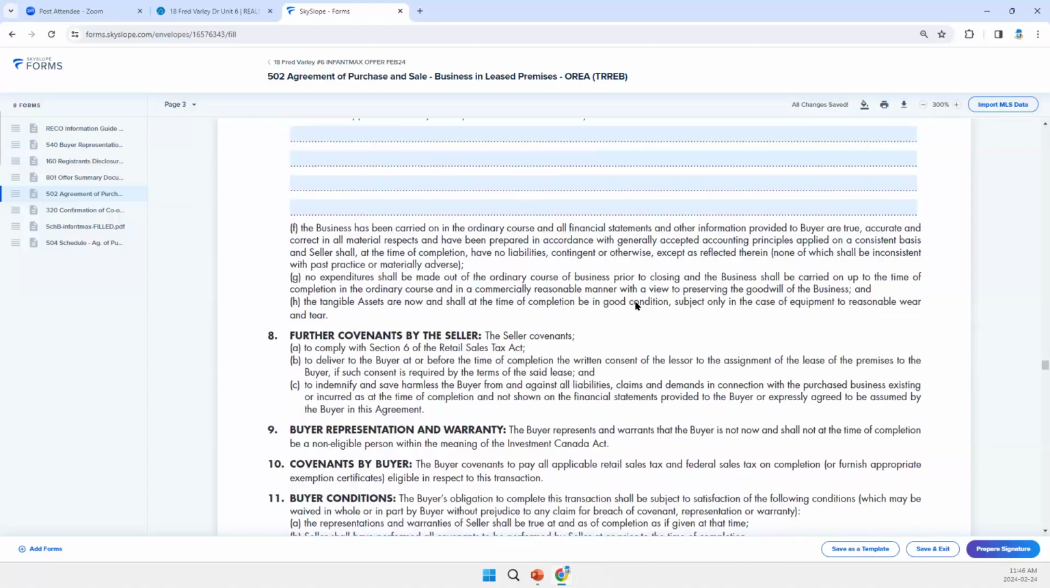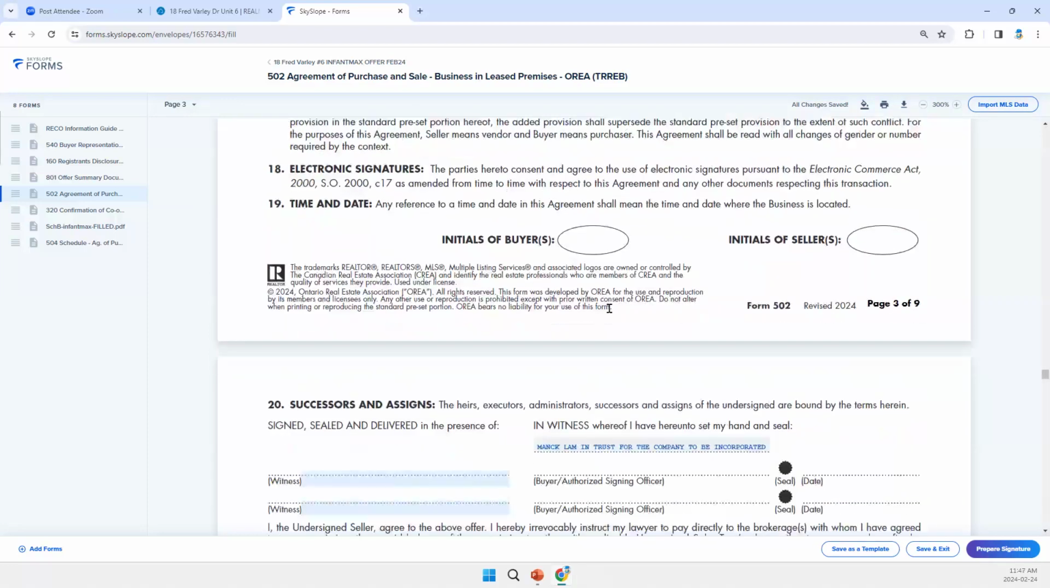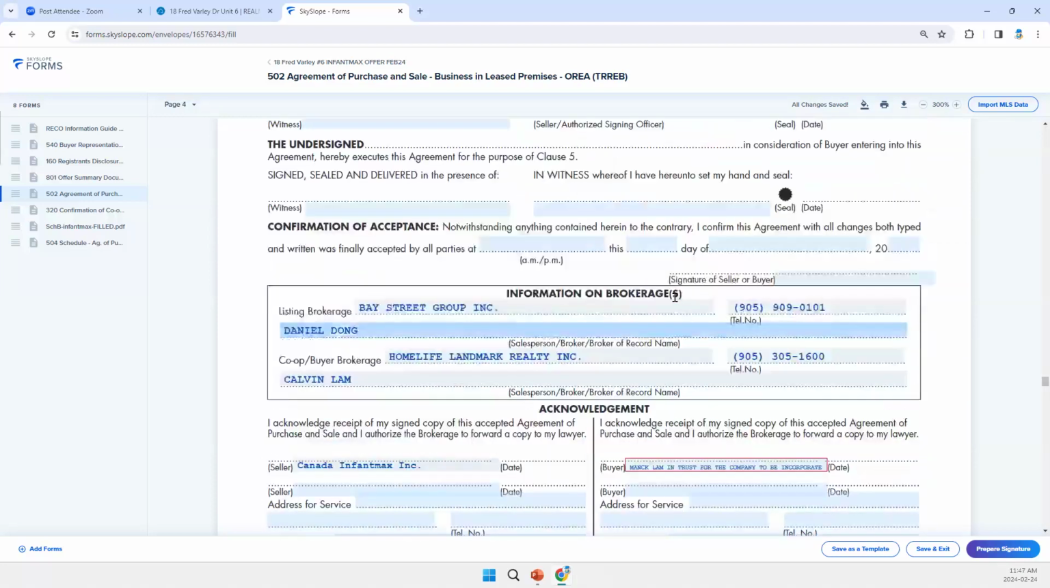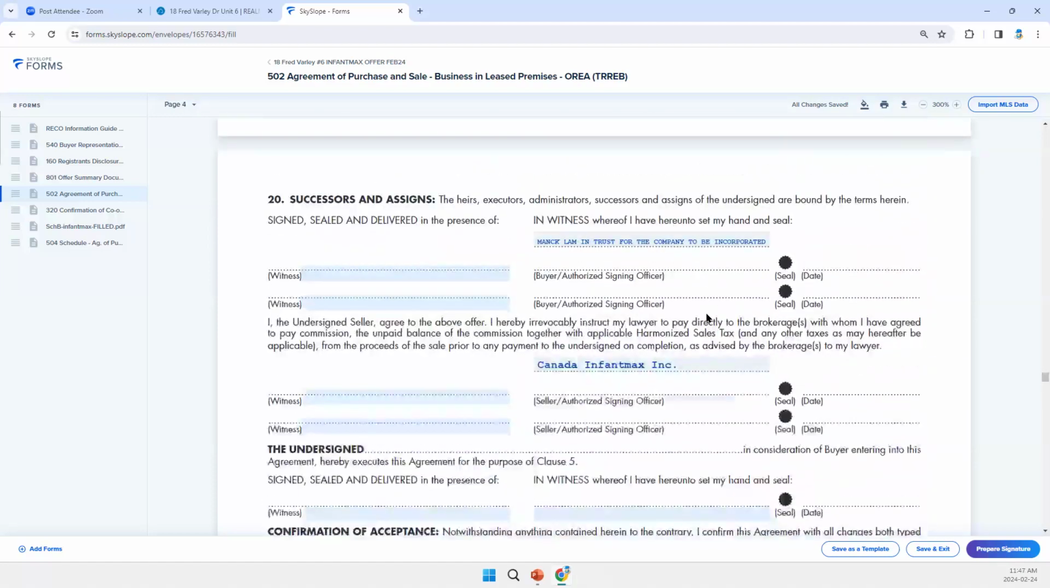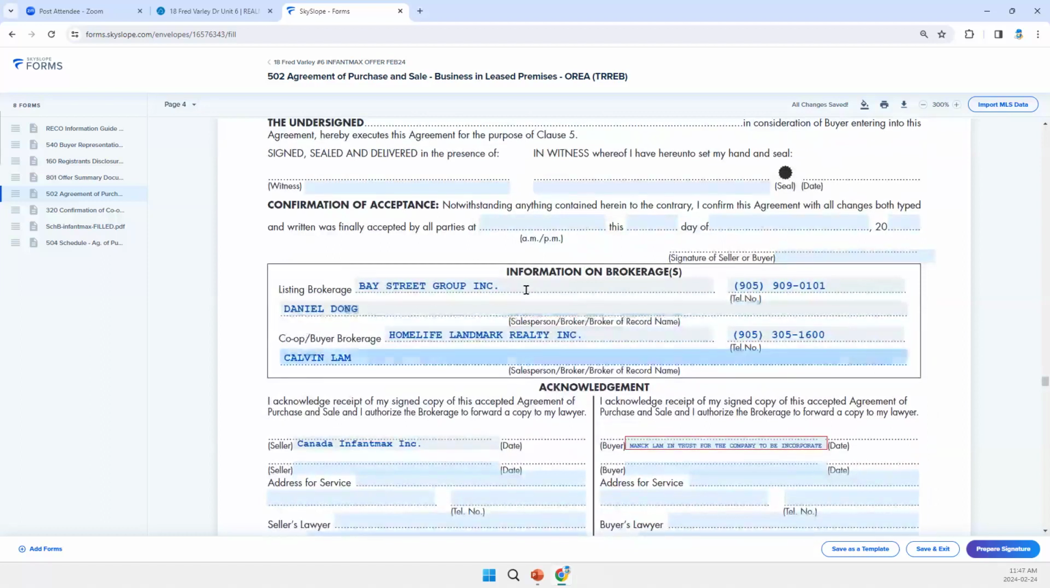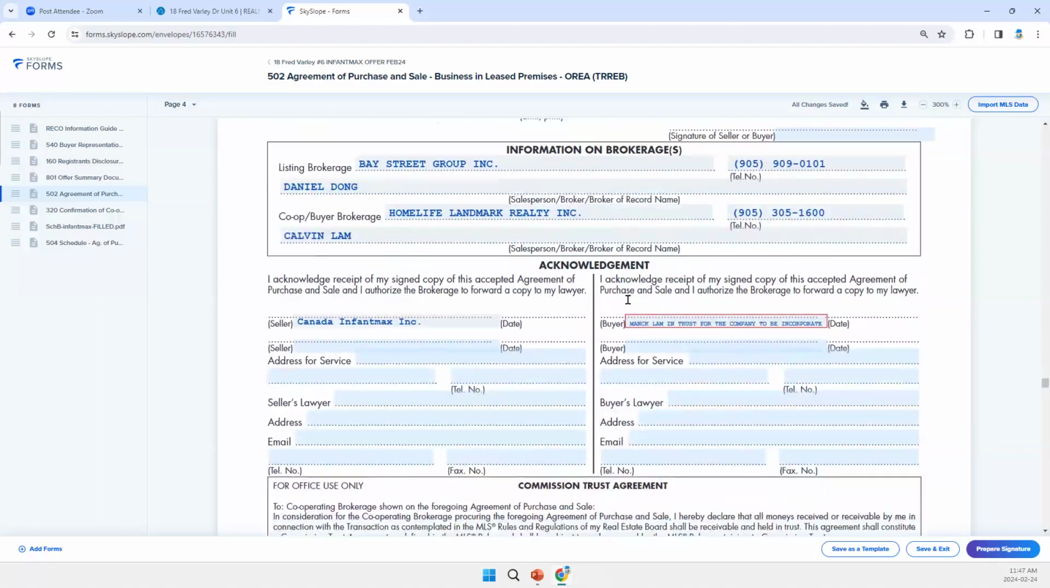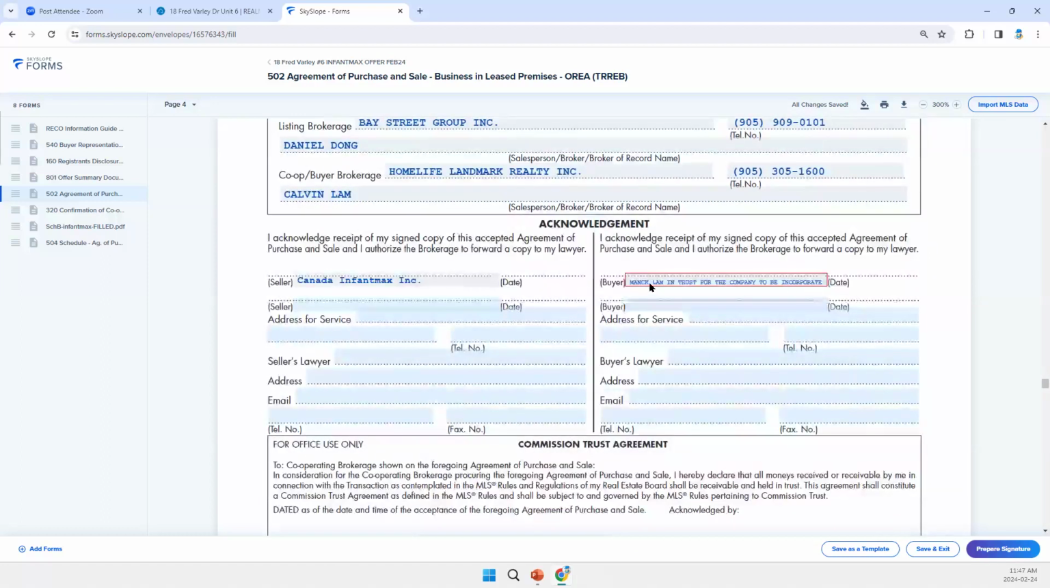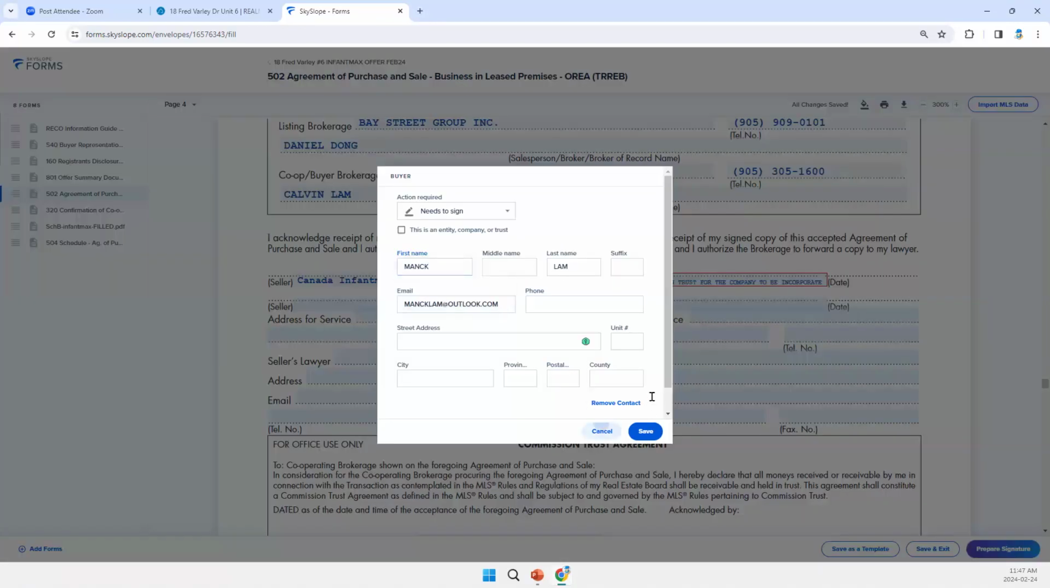Employee, no. The rest is fine, just like the residential. And then the information acknowledgement, this is good. Some entertainment, I don't see. Oh, this is a D missing. Anyway, that should be fine.